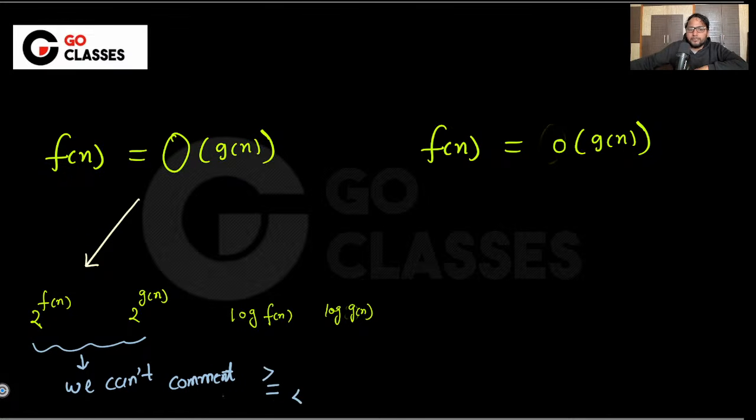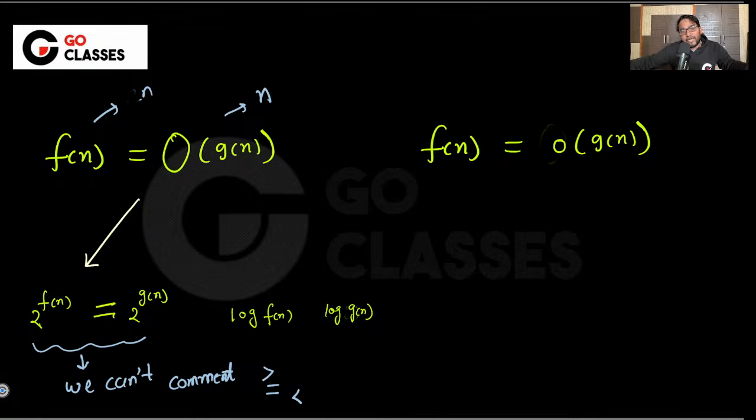We can't comment because the constant is playing too much of a role. See, just because of the constant, it is 2n and this is n, it is strictly greater. Just because of the constant, you can take it as n and 2n, and it is strictly lesser. Just because of the constant, if you take both as n, it is equal, right?